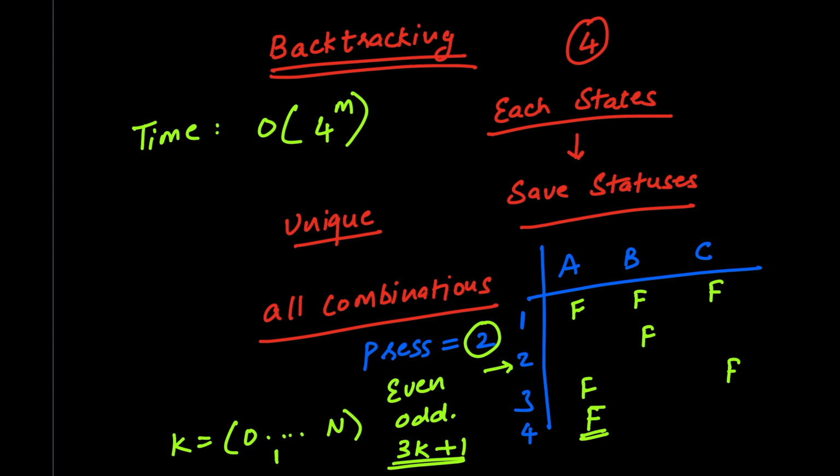With this solution, the time complexity will be O of 4 raised to m, where m is the number of buttons that we can press. The time complexity increases exponentially as the size of m increases. Now let's discuss how we can come up with an optimized solution.